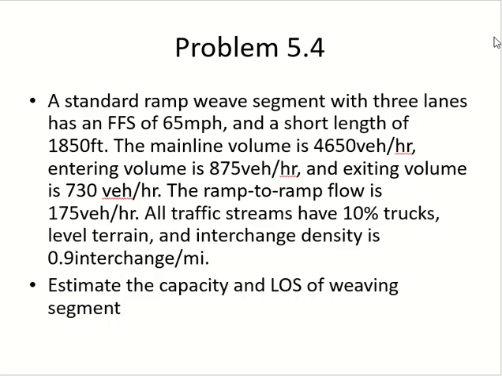Okay, free flow speed 65. Short length meaning the length of the auxiliary lane, the distance between the two ramps. This is given. The flow on the main line 4650, entering volume 875, exiting volume 730. So the freeway already has a flow of 4650. From them, 875 will enter from the ramp, and from them 730 will exit from the ramp. And ramp to ramp flow is 175.